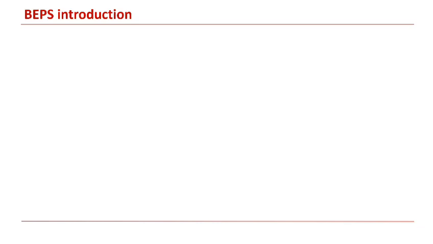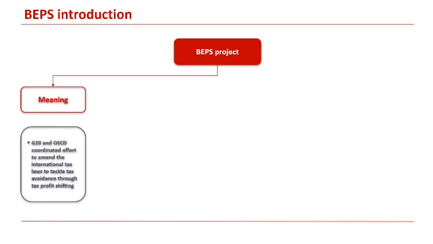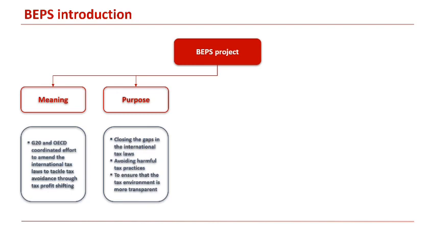Global minimum taxation rules fall under the umbrella of the BEPS project. BEPS stands for Base Erosion and Profit Shifting. The BEPS project is an initiative of both the G20 countries and the Organization for Economic Cooperation and Development (OECD), trying to amend international tax laws which had not been changed for a long time. The BEPS initiative seeks to close the gaps in the international taxation laws, trying to tackle harmful tax practices and tax avoidance through profit shifting. It is also trying to streamline international tax rules and to create a more transparent tax environment.